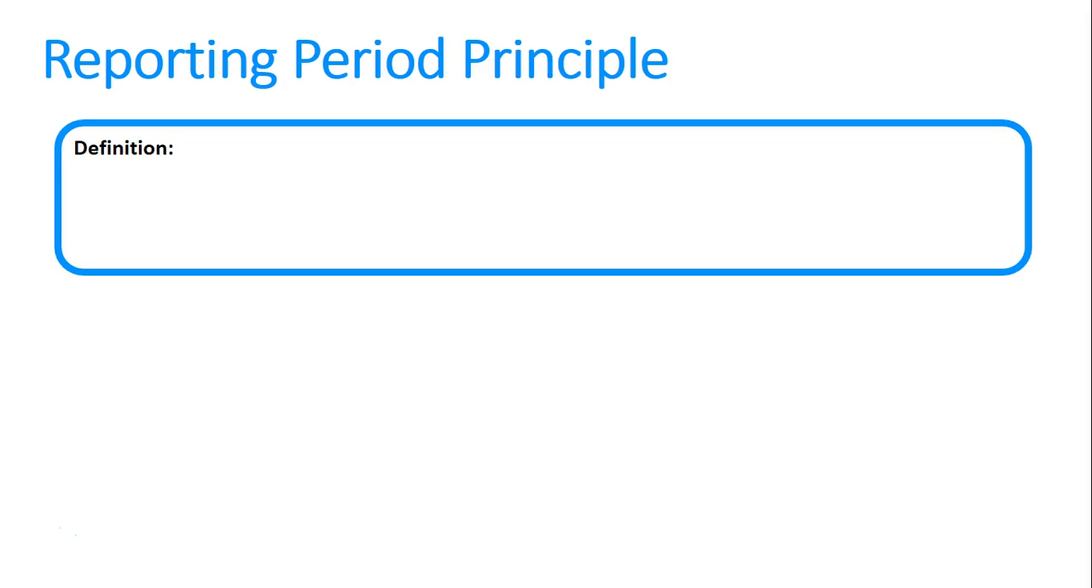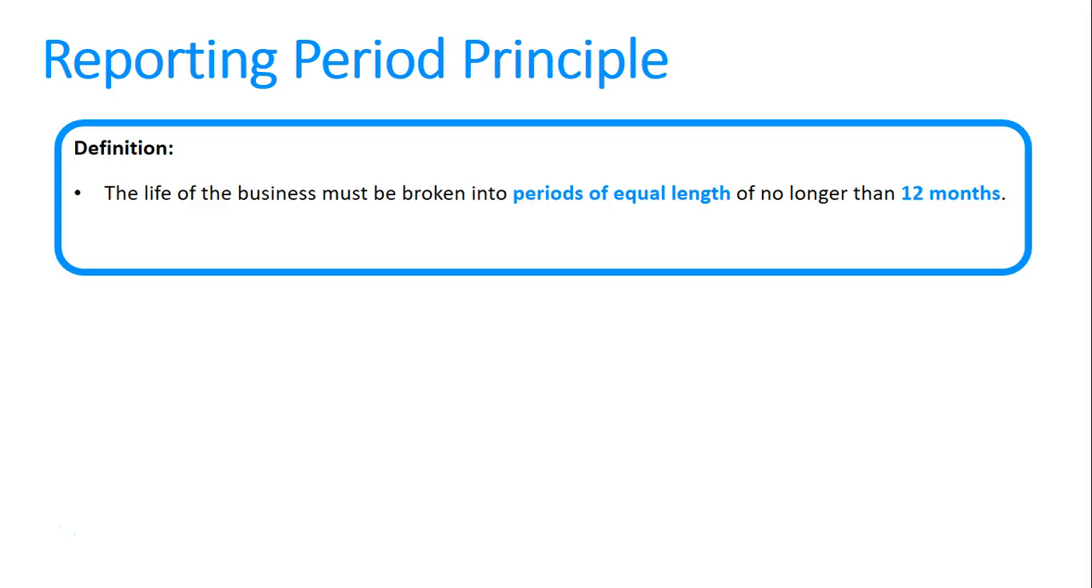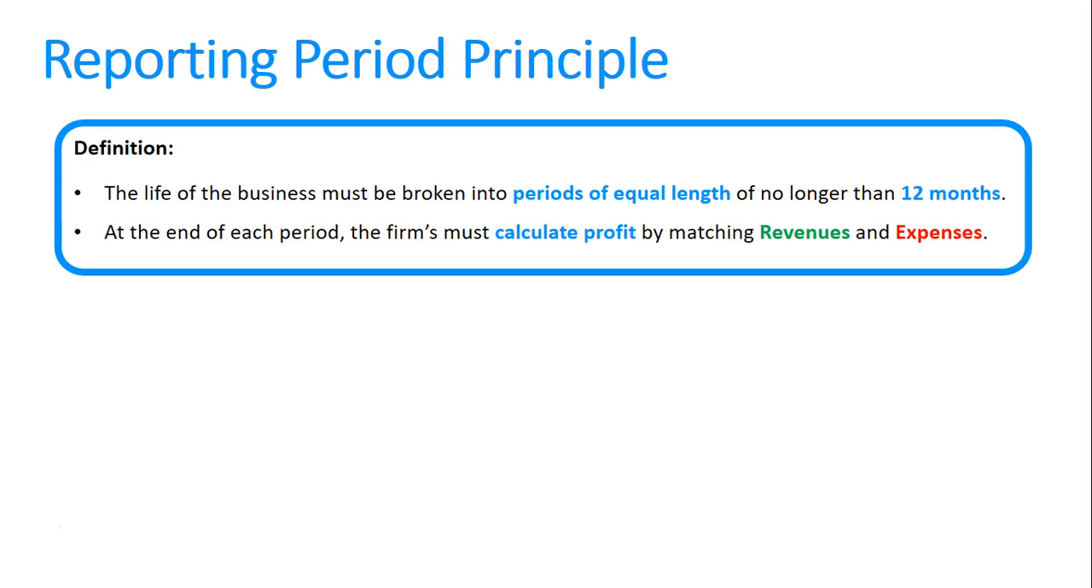The reporting period principle says that the life of the business must be broken into periods of equal length of no longer than 12 months, but it's also got this second part which says at the end of each period the firm must calculate profit by matching its revenues and expenses.